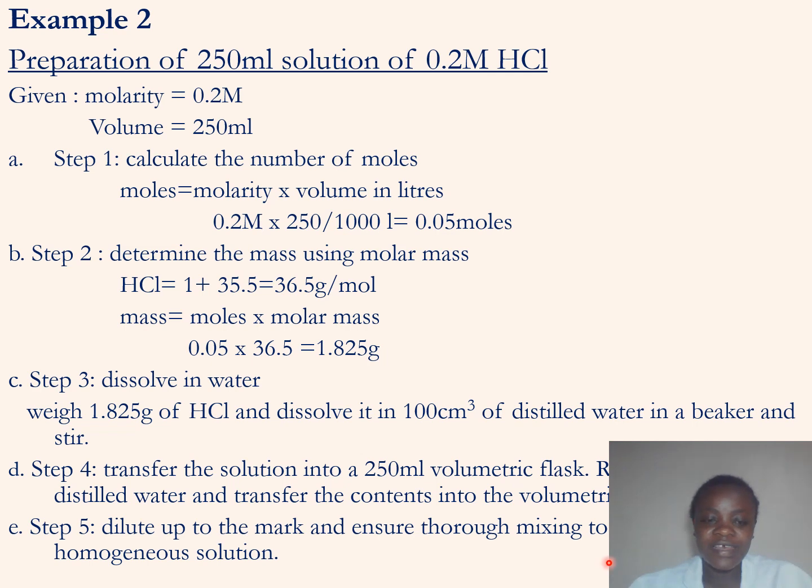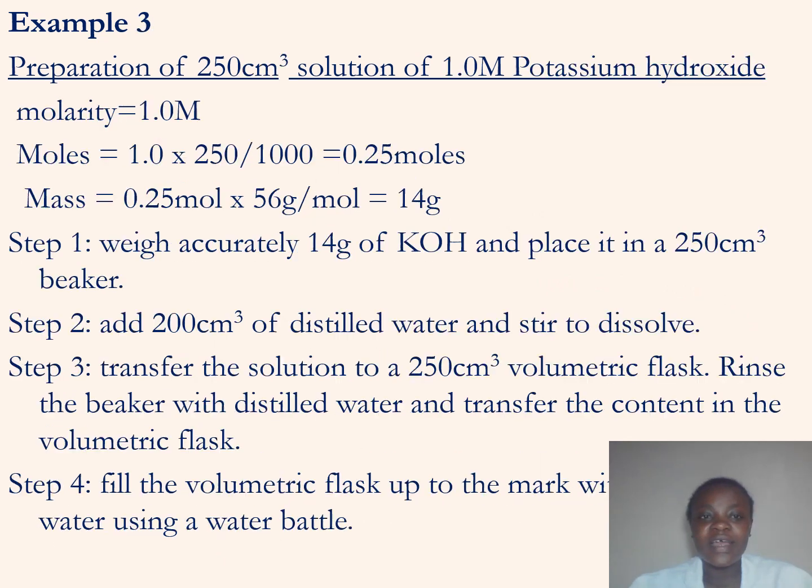The last step there, we dilute up to the mark. So the mark now will be 250 centimeters cubed, and then ensure thorough mixing to obtain a homogeneous solution. So those are the steps that we follow to prepare 250 ml of 0.2 molar hydrochloric acid. Okay, that was example 2. Let us look at example 3.